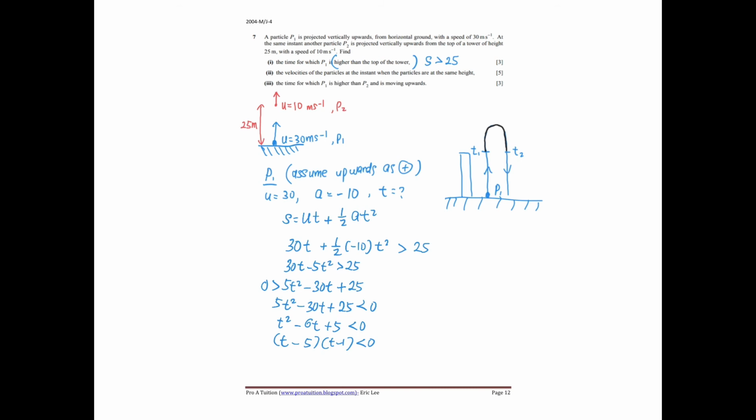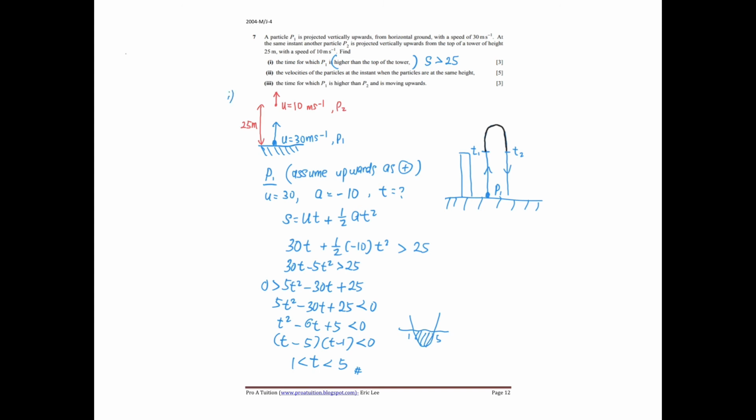Okay, then, to solve a quadratic inequality, normally we draw a graph like this, where you have 1 and 5. Less than 0 means the bottom. And then it means your time is in between 1 and 5. Okay, so this is the answer. And it means, as you can see in the diagram, from the first second until the fifth second, they are above the top of the tower. So that is the first part, 3 marks. Okay, so we have done 3 marks.